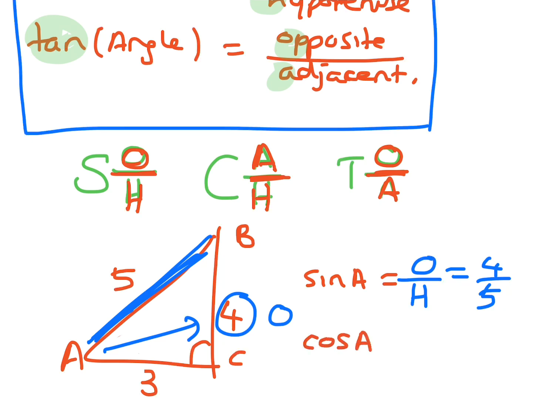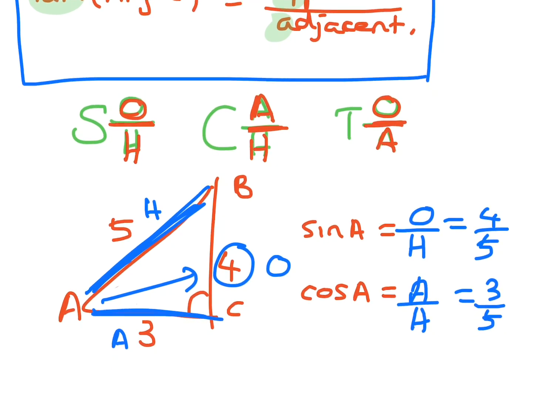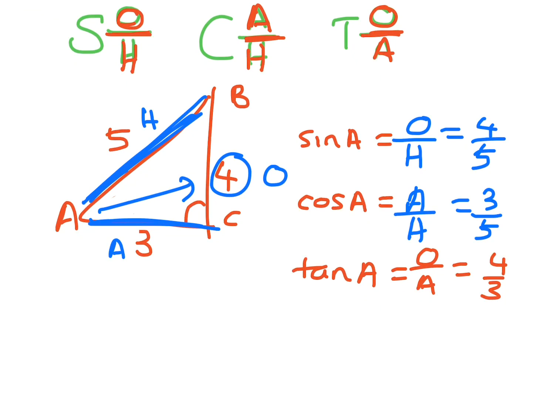If I do cos of A, that is the adjacent side, which is the one on the arm next to the A, where you think of where the angel is, so that's the adjacent on hypotenuse. So it is A on H, so it is 3 on 5. And then when you're doing tan of A, tan of A would be opposite on the adjacent, so it's 4 on 3.